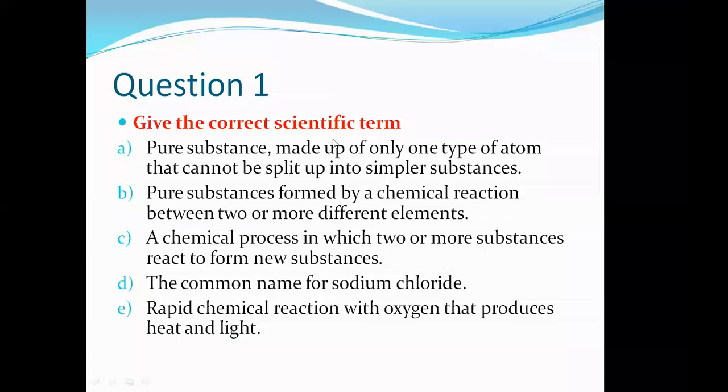Pure substances formed by a chemical reaction between two or more different elements. A chemical process in which two or more substances react to form new substances. The common name for sodium chloride. Rapid chemical reaction with oxygen that produces heat and light. What do we call that? Remember, grade 9, you are writing answers only.